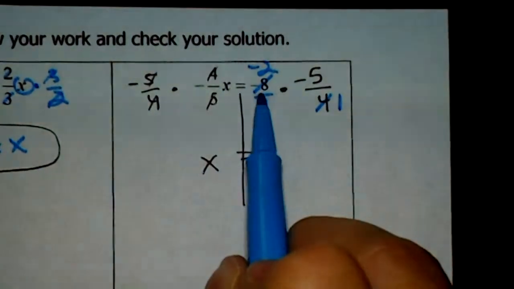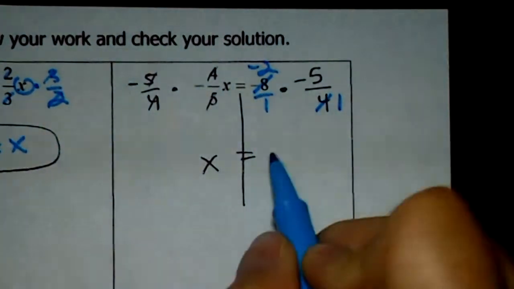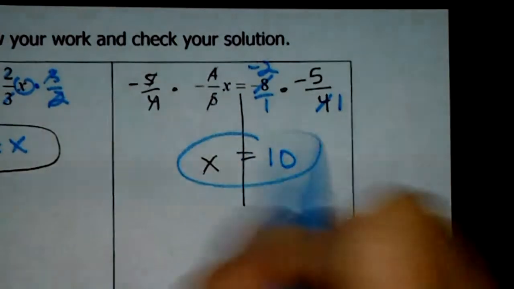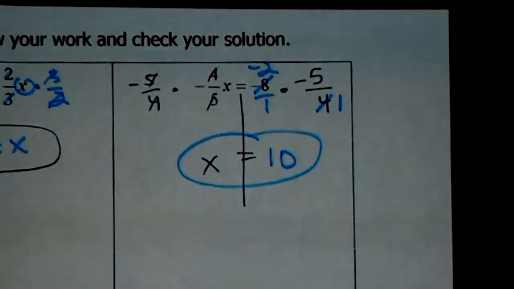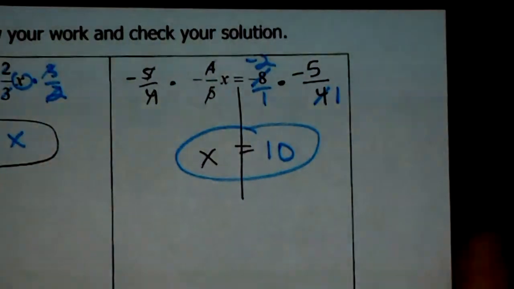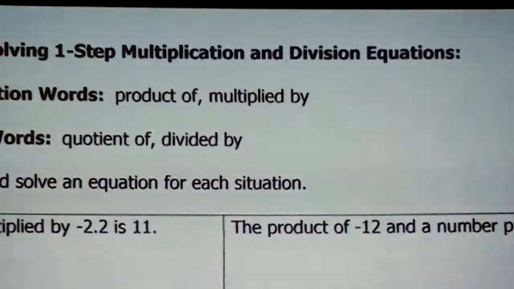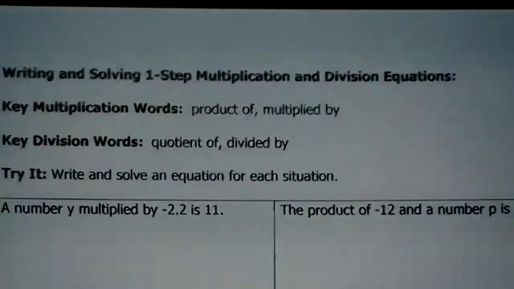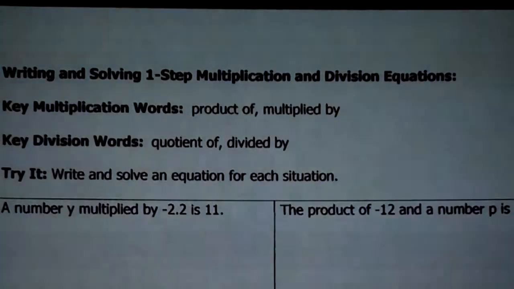I'm left with a -2 multiplied by a -5, which gives me a positive 10. All right, we have one last little part. Hopefully it will just take a few moments. I need you to be able to write equations too. It's kind of important to be able to understand the words. Okay, so writing and solving one-step multiplication and division equations.